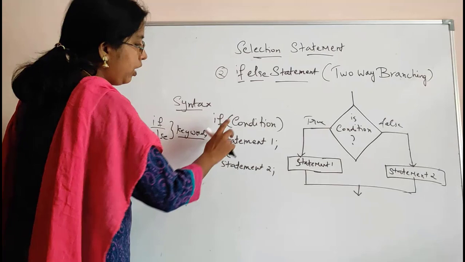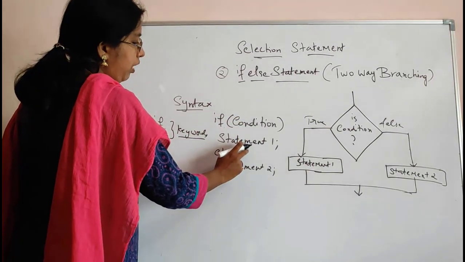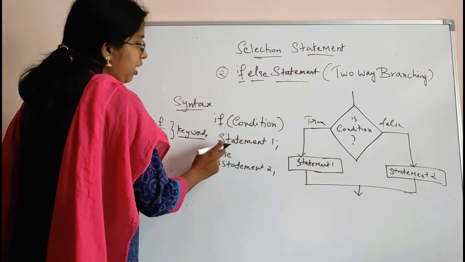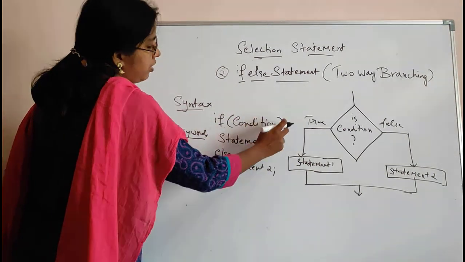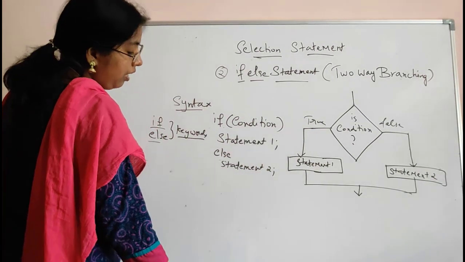Okay, so I think you understood how the if else statement works. If this condition is true, statement 1 will be executed. It will not execute statement 2. Okay, it will execute only statement 1. If the condition is false, then it will execute only statement 2. It will not execute statement 1.